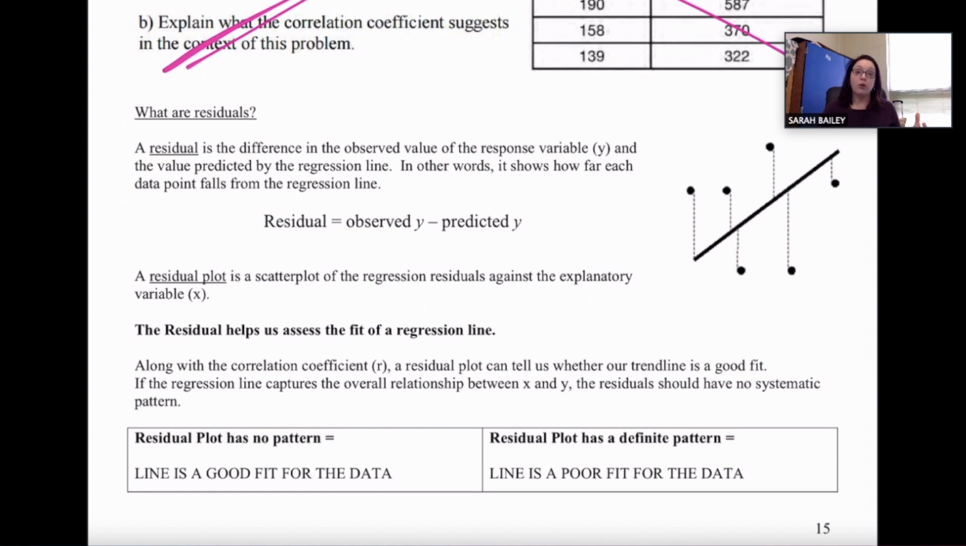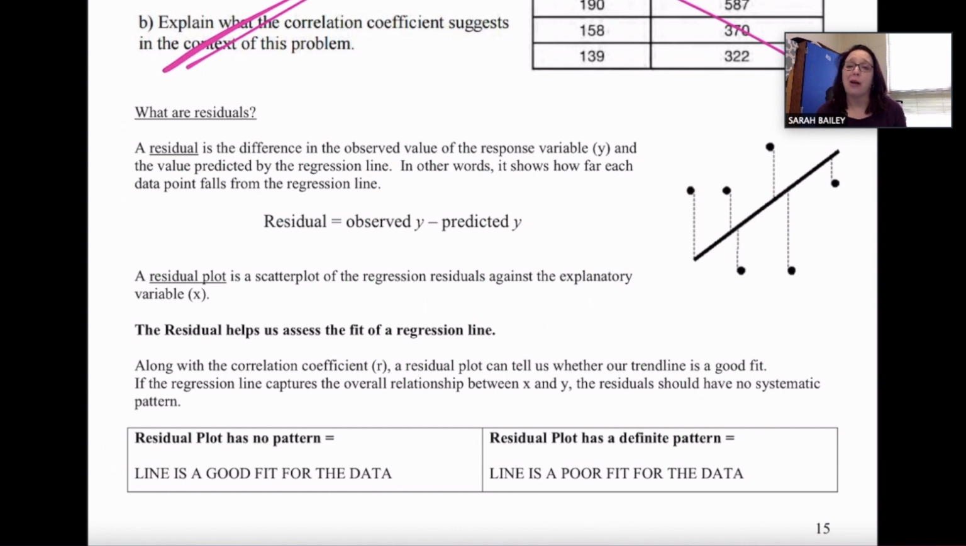So if you'll remember in previous lessons, we have used the graphing calculator to come up with the equation for a line of best fit, a linear regression equation. Okay, and so the residual is going to tell us how far each individual point is from that equation. Okay, then we have something called a residual plot, and that's just another scatter plot that we can make that compares the x values with the residual values, with how far we are from the line.